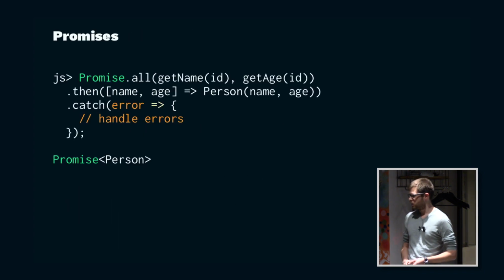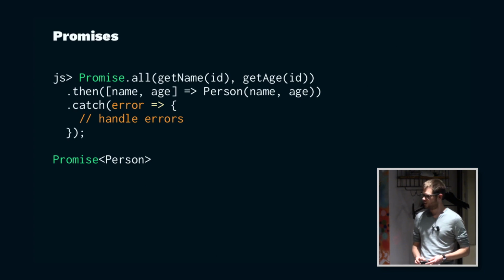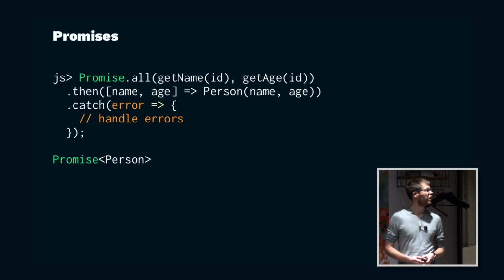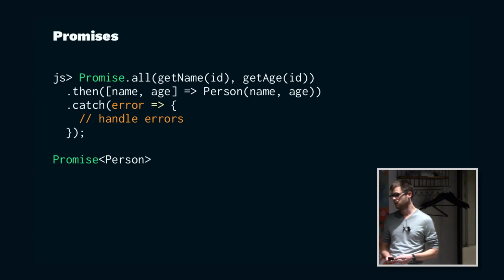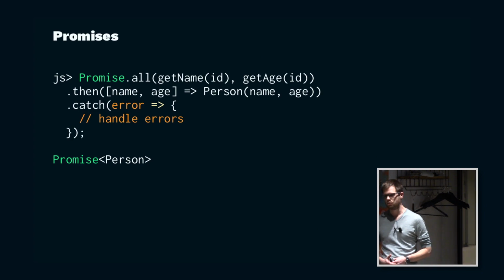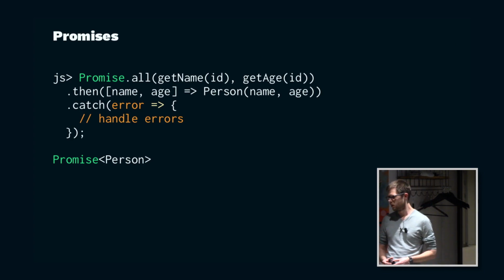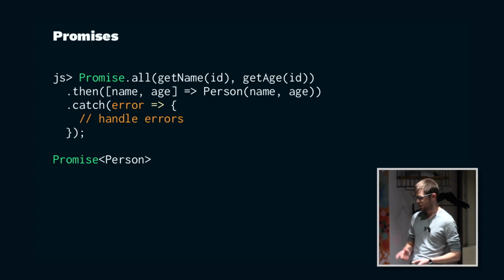The JavaScript community adopted promises. This is not an idea that they thought of themselves. It's something that existed before JavaScript. This is the same API, but implemented as promises. So you get the name, which is a promise. You get an age, which is a promise. And if both of them are fulfilled, then you can construct a person from that name and that age. If either one of them fails, or both of them fail, you get an error, and you only have to handle it once.